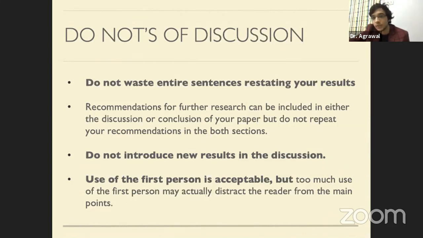Then that discussion section is not right, because if I have any sort of results, any sort of information that I've received from my article, from my study, then I have to include them in the results section. Okay.